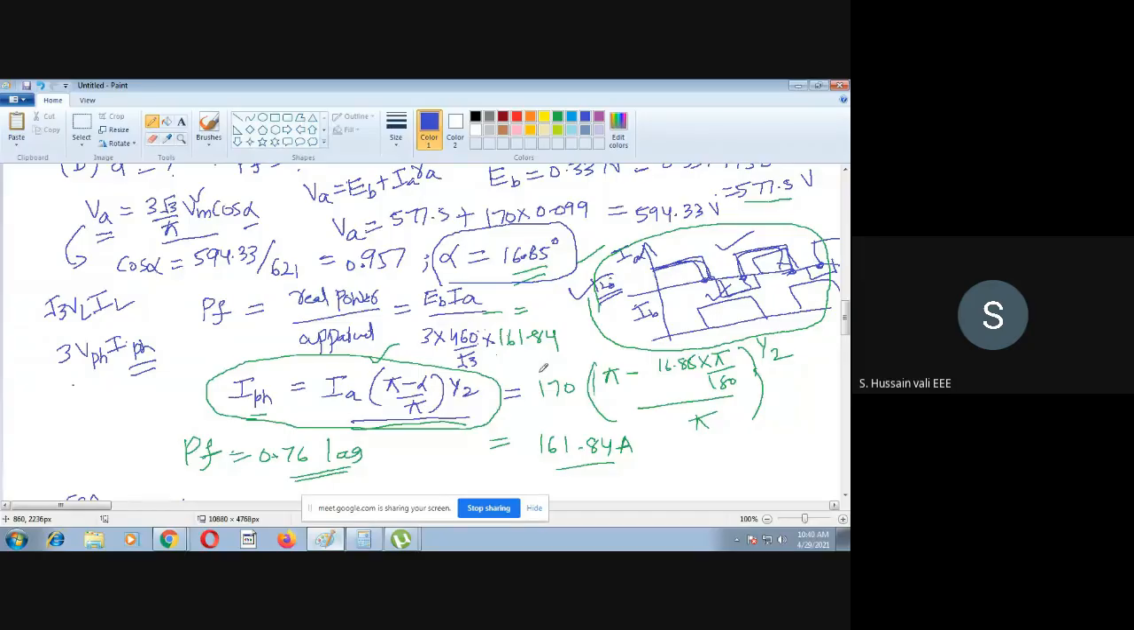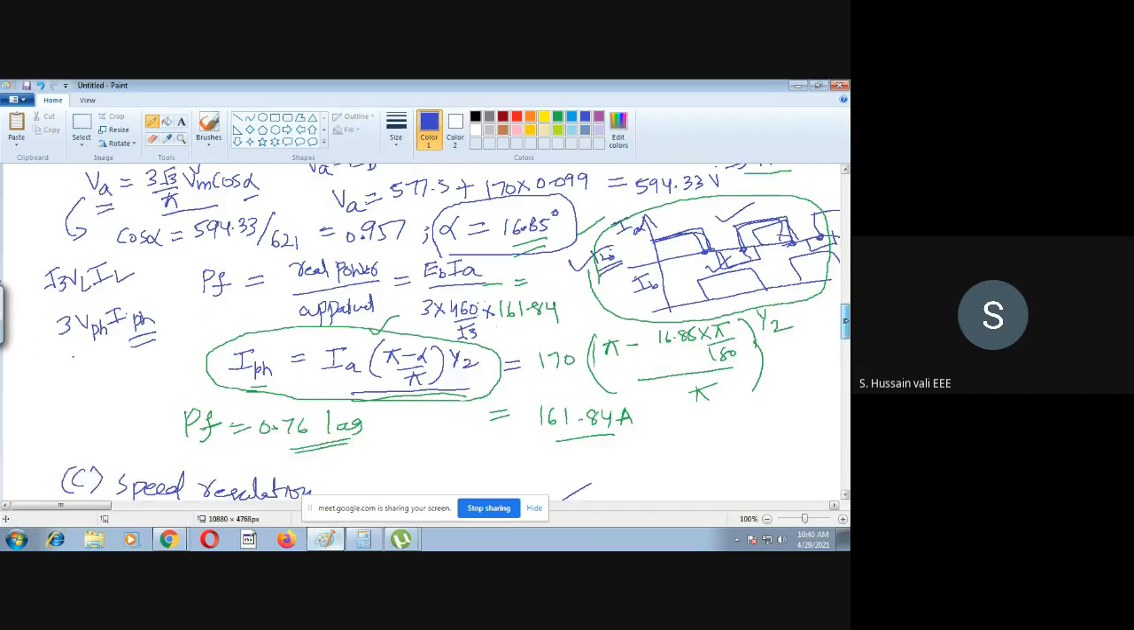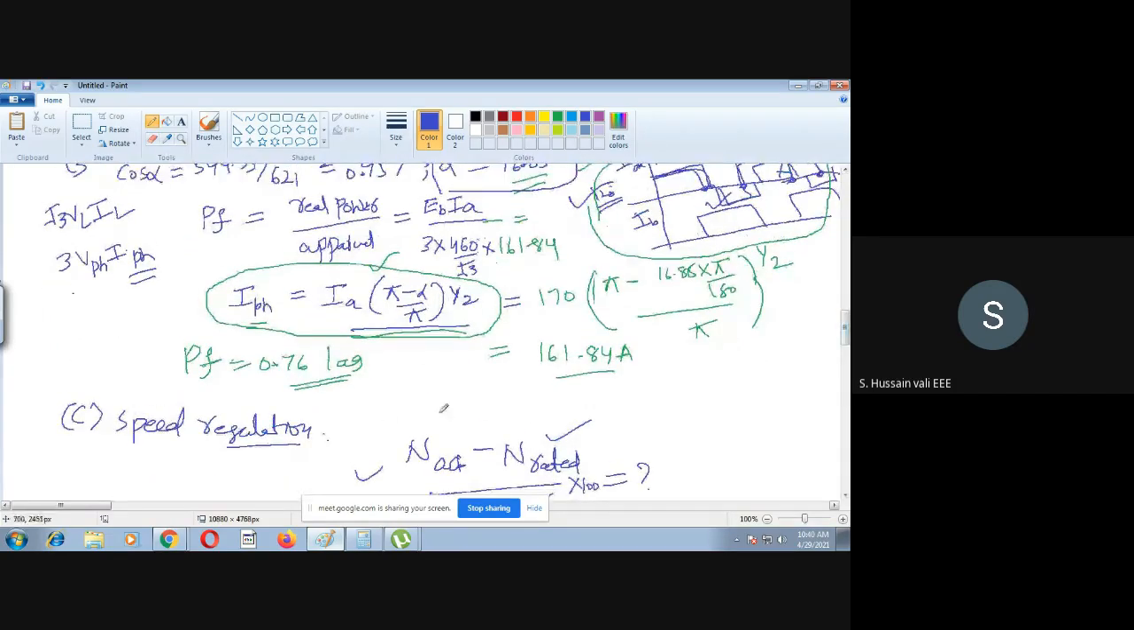I hope you can understand what speed regulation is. So how do you find that? If you put alpha equal to 16.85, you will get some speed. That speed you substitute here. And I think we should use this equation, EB is equal to 0.33 into N. From this equation only we have to find out.